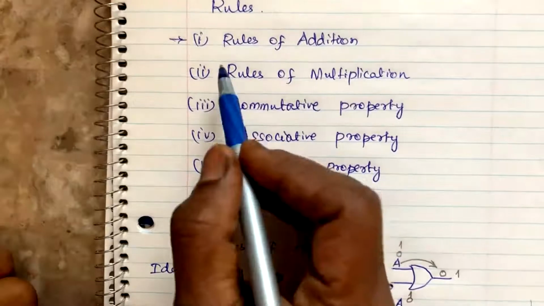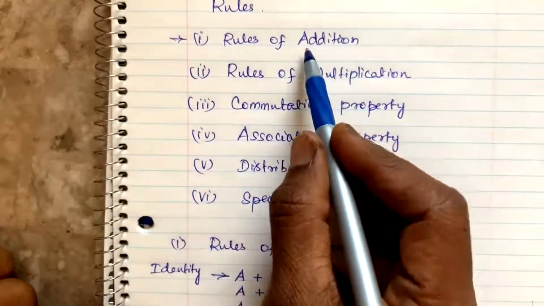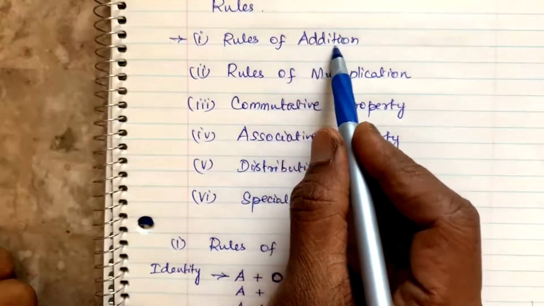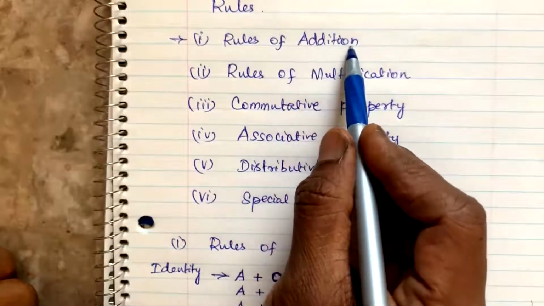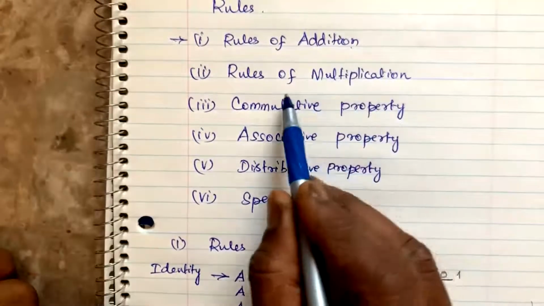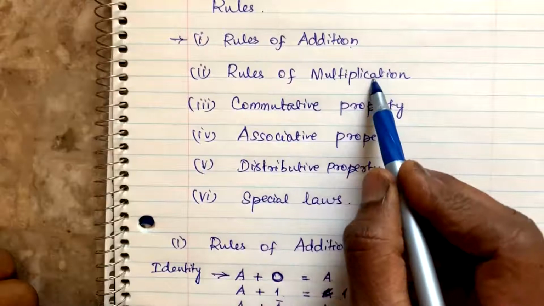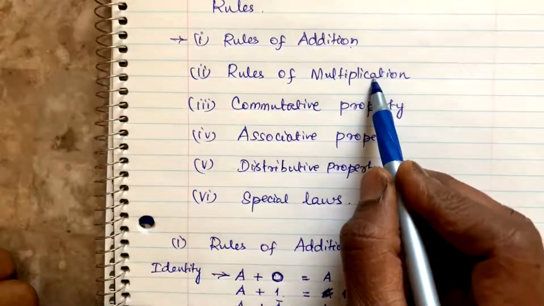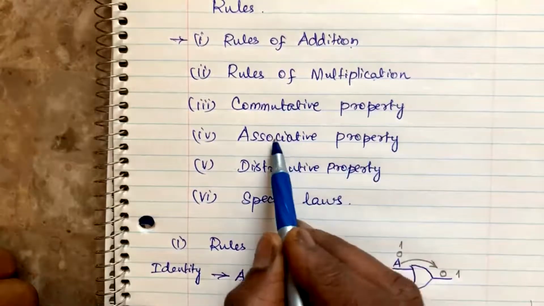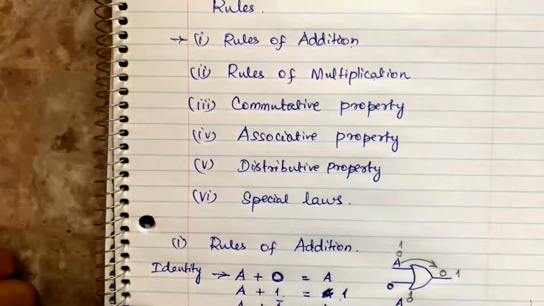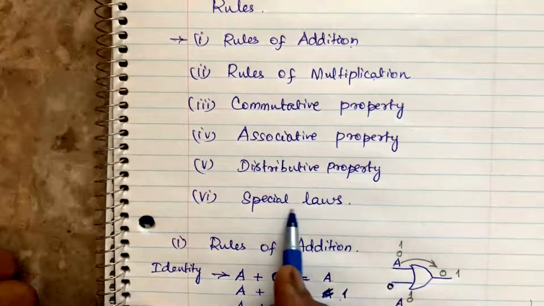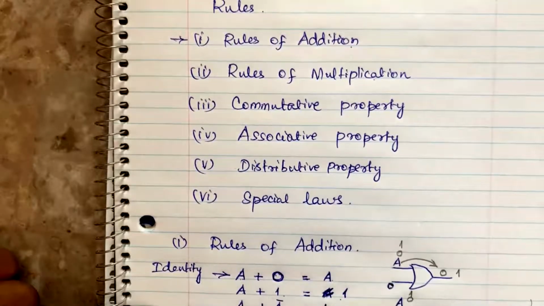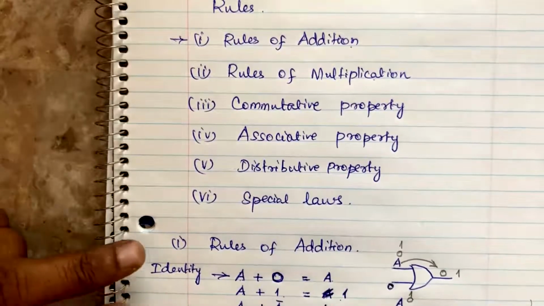Whenever you have rules of addition, you should assume that the variables are sent through logic OR gate. Rules of multiplication, the variables are sent through AND gate. For commutative property, associative property, distributive property, you may either send through AND gate or OR gate, and special laws, the ones that we saw last, we are going to prove them.